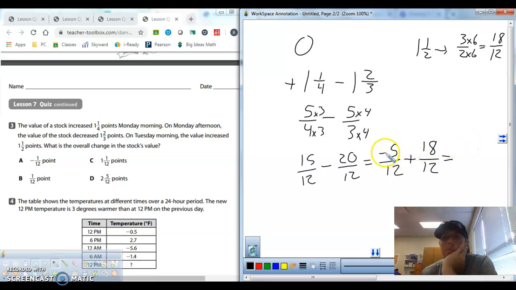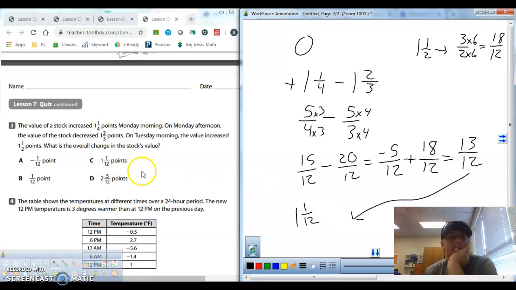Well, what do we have more of, negatives or positives? We have more of the positives. We have 13 twelfths. Okay? That's positive 13 twelfths. 13 twelfths is the same as 1 whole, and then how much do we have left over? We got 1/12 left over. So that would be letter C. Okay? Alright.